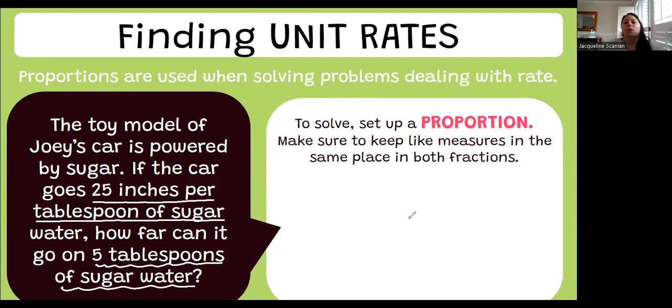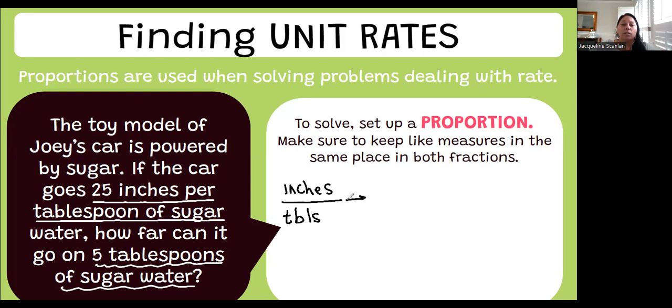So the first thing that I want to do is create that comparison fraction. I want to say what it is that I'm going to be comparing. So I'm going to be comparing the inches that the car can go to the number of tablespoons. Now, tablespoons is TBLS abbreviated. I'd write it out, but it'd take me too long. So this fraction shows what I'm going to be comparing: the inches to the number of tablespoons.